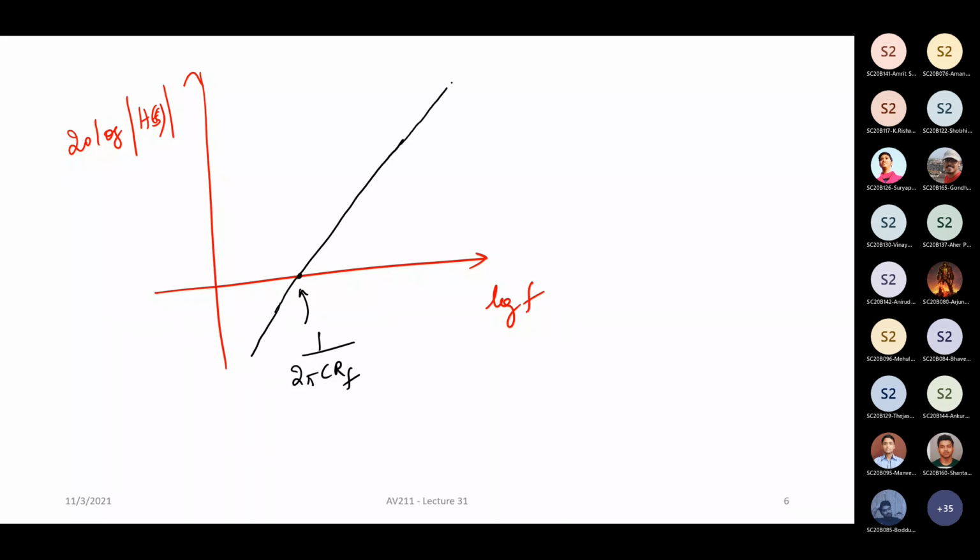Now, if it's an ideal differentiator, this line, as you keep increasing in frequency, will keep going up indefinitely, right? But because of the series resistance, one pole comes into the picture, and this is given by 1/(2 pi RS C). So it acts as a differentiator in this regime, and at very high frequencies, it ceases to be a differentiator.